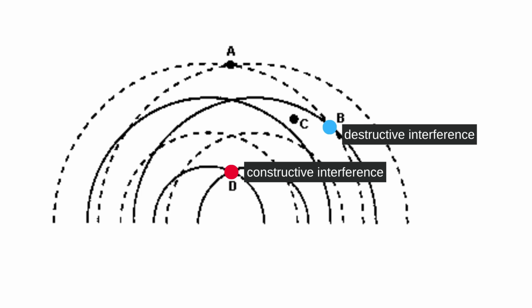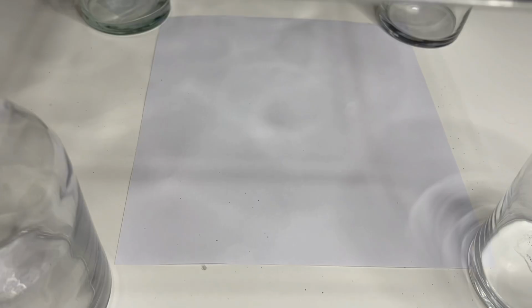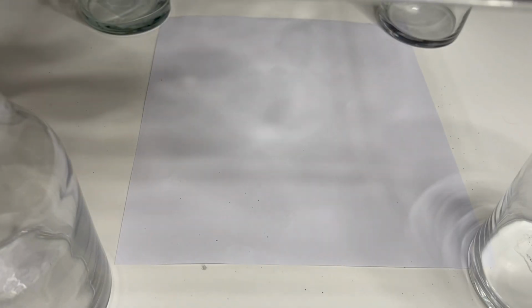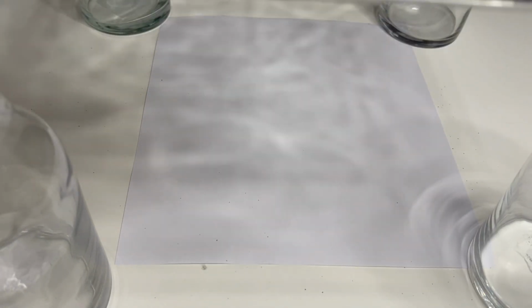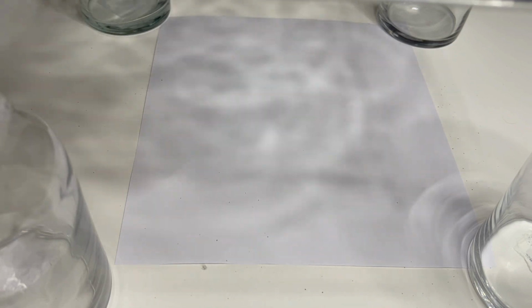Through this ripple tank experiment, we've seen how waves interact through interference. By using just simple tools like fingers or pipettes, we can model complex scientific ideas in a hands-on way. This wave behavior isn't limited to water. It applies to microwaves, sound, and even light.